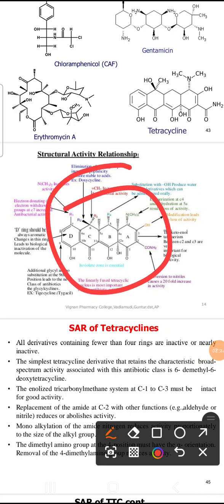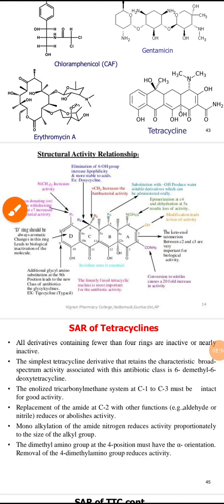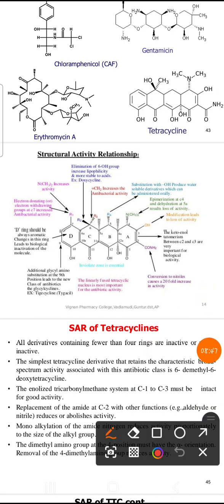There are 4 rings. The 4 rings are essential for activity. All derivatives containing fewer than 4 rings are inactive. Therefore, for antibacterial activity, there must be 4 rings. This is how to number tetracyclines. This is the first ring, the second ring, the third ring, and the fourth ring: the A, B, C, D rings. Numbering starts from the A ring. That is number 1, very essential for activity.